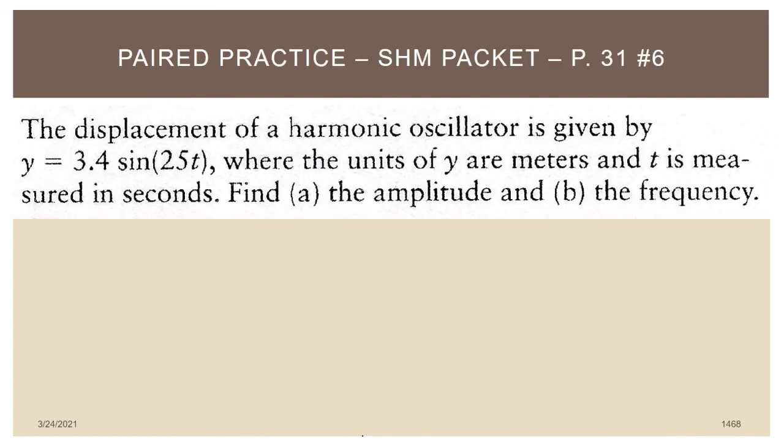Let's take a look at a problem. This problem, which is in the simple harmonic motion packet, page 31, number 6, says the displacement of a harmonic oscillator is given by y equals 3.4 sine 25t, where the units of y are meters and t is measured in seconds. Find the amplitude and the frequency. Go for it. Give it a shot. Pause this video here. What is the amplitude? What is the frequency? And when you hit play, we'll go over it.